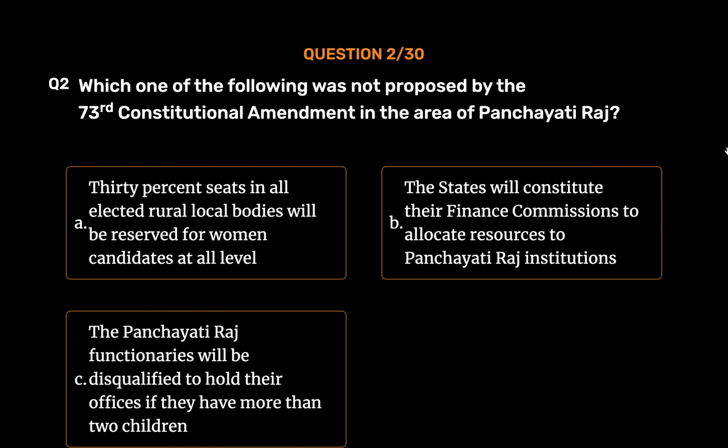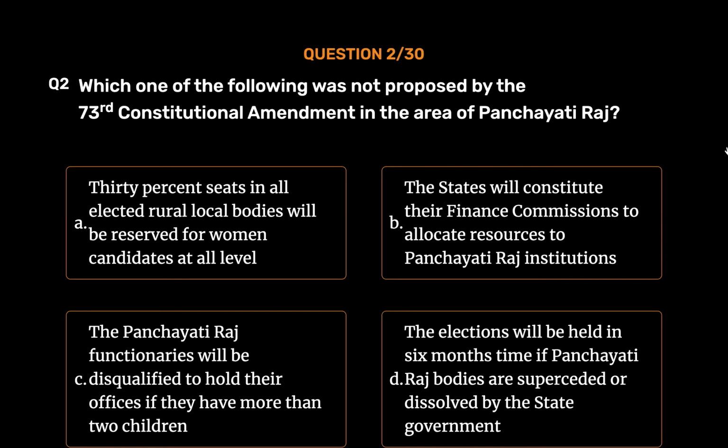Option C. The Panchayati Raj functionaries will be disqualified to hold their offices if they have more than 2 children. Option D. The elections will be held in 6 months' time if Panchayati Raj bodies are superseded or dissolved by the state government. The correct answer is Option C.